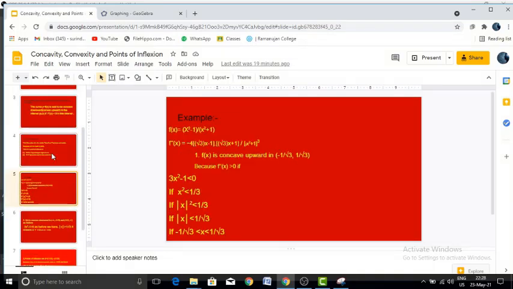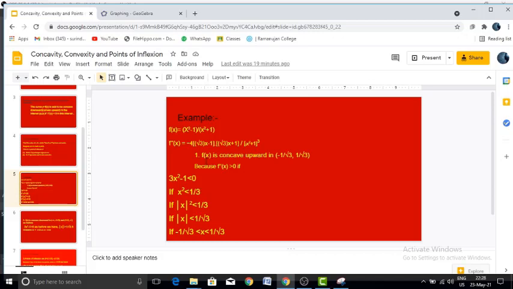Now we shall discuss an example. Take f(x) equal to (x square minus 1) divided by (x square plus 1). First we find the double derivative of f. After calculating, f''(x) is minus 4 into (root 3 x minus 1) into (root 3 x plus 1) whole over (x square plus 1) the whole cube. So this is the double derivative of f(x).